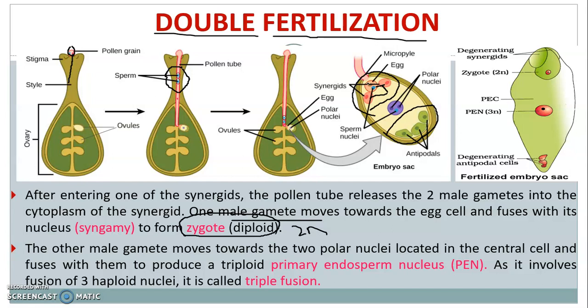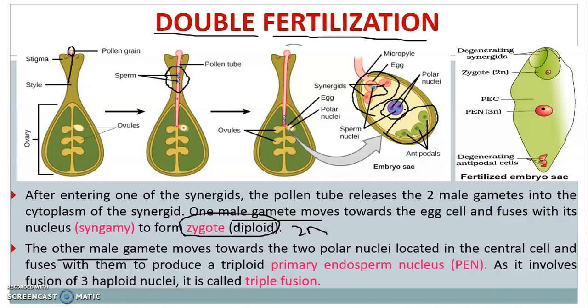Meanwhile, the other male gamete moves towards the central cell. Here is the central cell. This central cell has two nuclei. The other male gamete fuses with the central cell. At this moment, another fusion occurs, and this fusion is known as triple fusion.